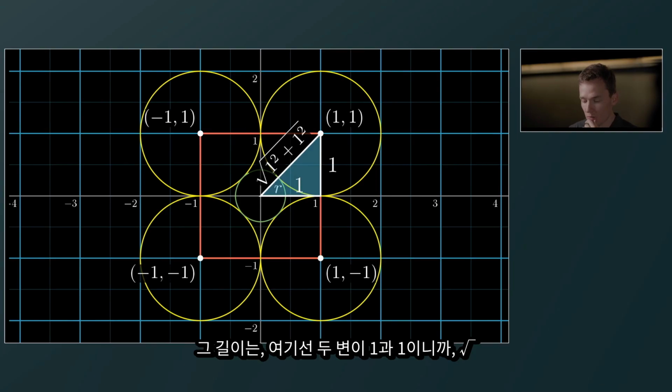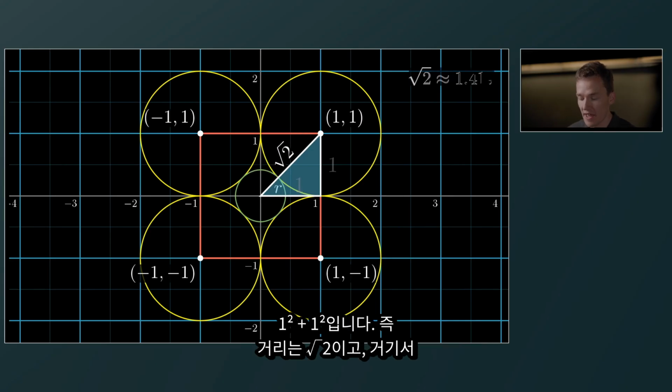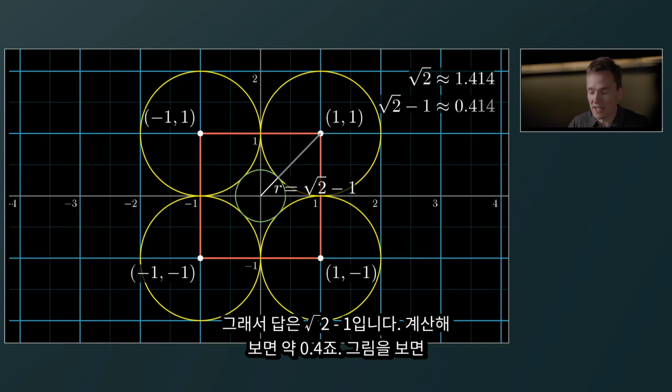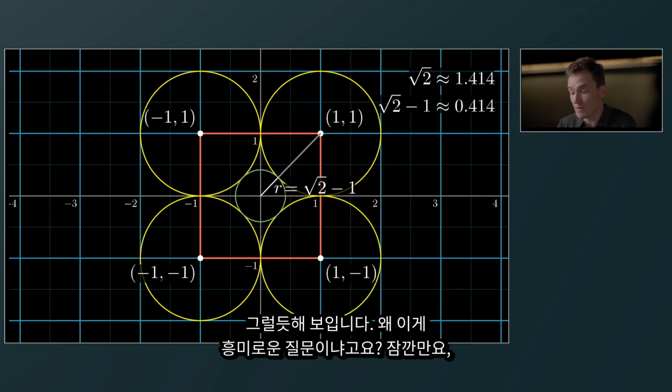And that looks like square root of, well, in this case, the legs are 1 and 1. So square root of 1 squared plus 1 squared. That distance is square root of 2. And then we're going to subtract off the radius of that outer circle. Okay? Subtract off the one that was, by definition, radius 1. So the answer, square root of 2 minus 1, you work it out. It's about 0.4. You look at the picture. You say, I don't know, seems reasonable.